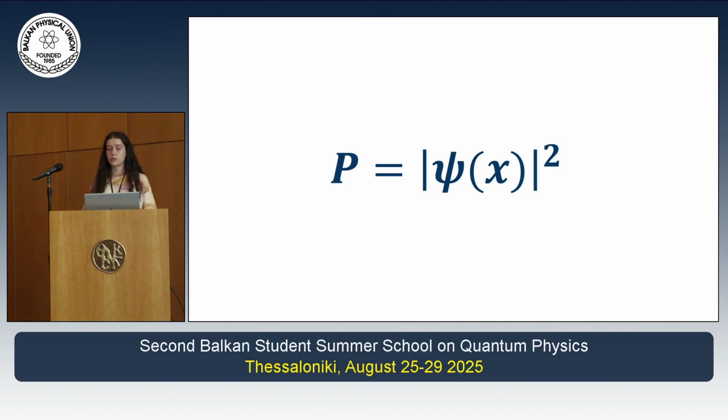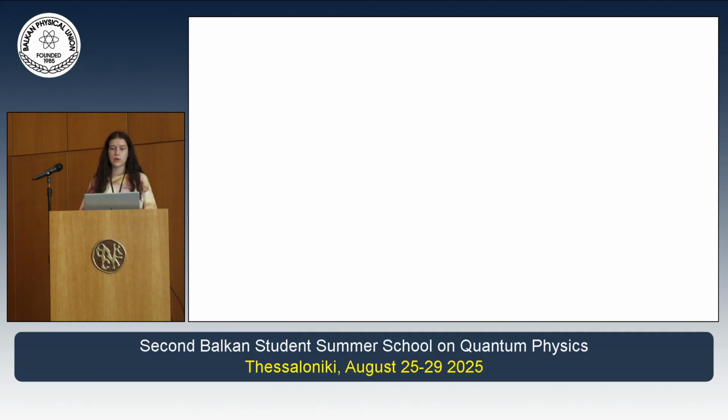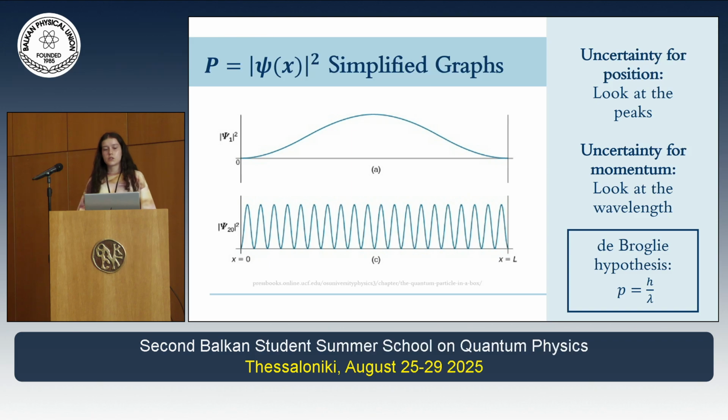And now that we have this new relationship, we can create the respective graphs. Here are some simplified versions using the position basis just to better understand uncertainty. The trick here is that whenever you see a peak, you understand that the value of position is most probably somewhere around the peak. What about momentum? We will have to use the de Broglie hypothesis for that. It relates wavelength to momentum.